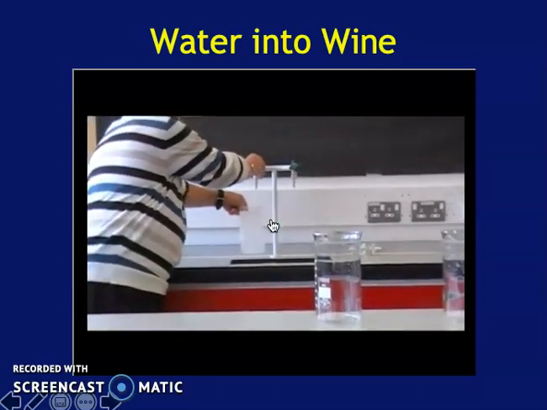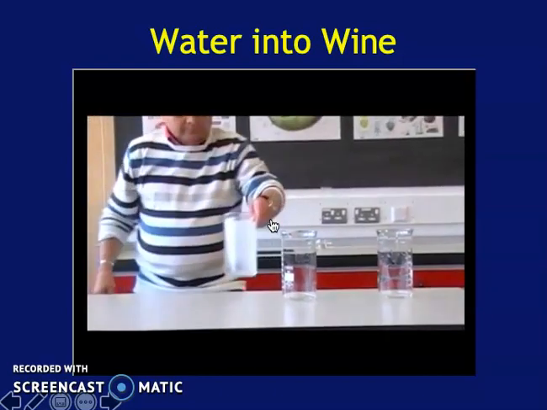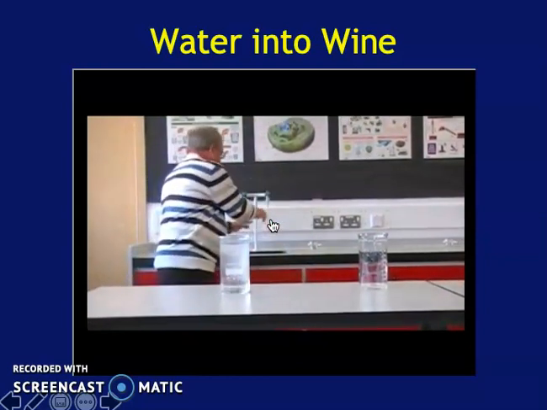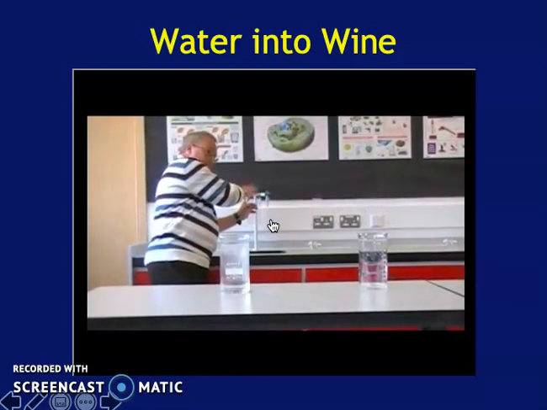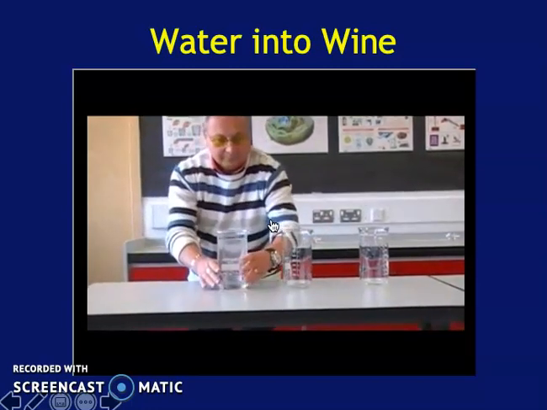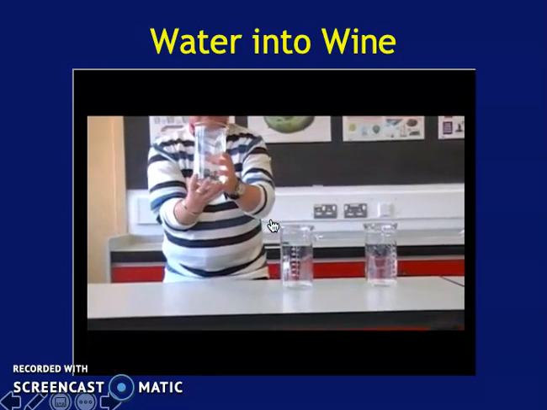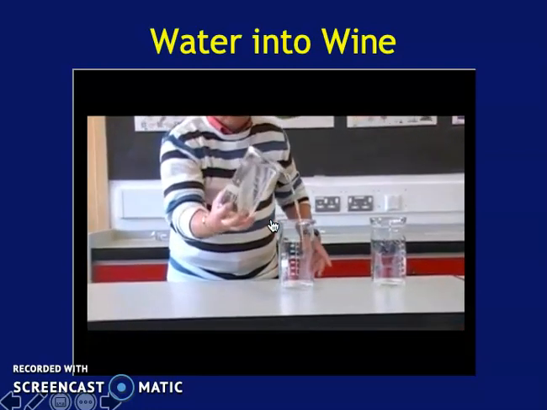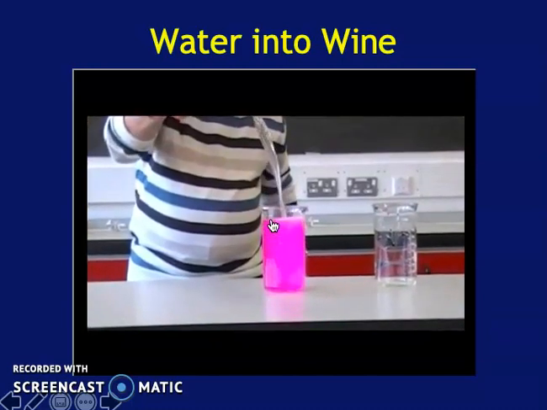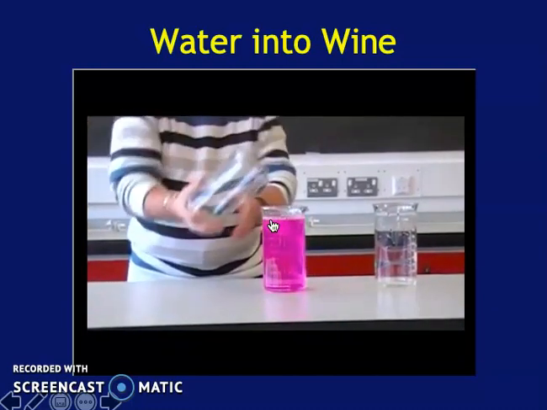And he has two other beakers on his bench. He's just going to make sure that this beaker is empty for you. And very excitingly, he is going to pour this beaker of water into the second beaker. And wow, wow, wow, he's turned it into wine. Jim is very, very talented.